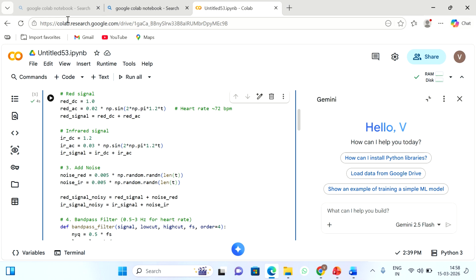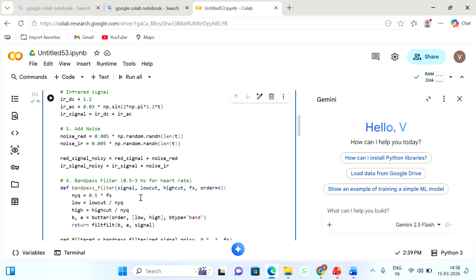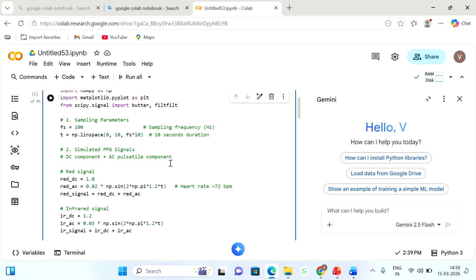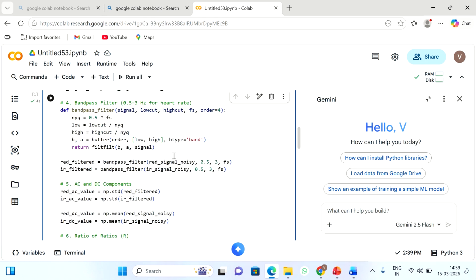And then we have to define the band pass filter with the signal. So we know the signal and then low cut. So already we will determine the low cut and the high cut, and then the sampling frequency. Already we know fs is equal to 100, and then order is equal to 4.